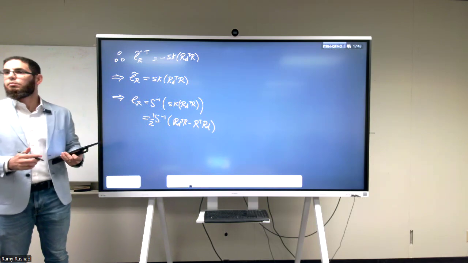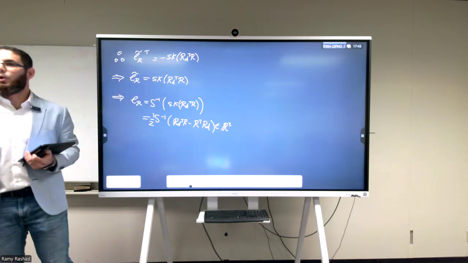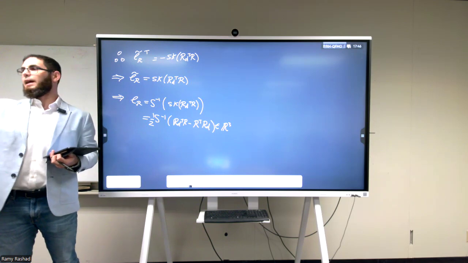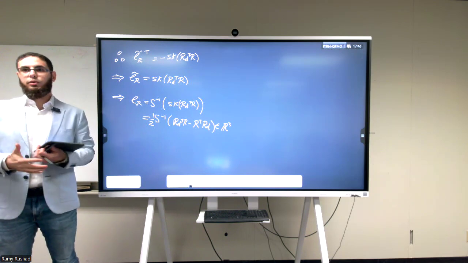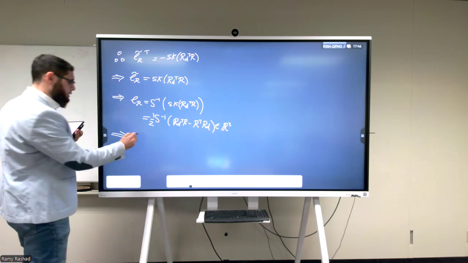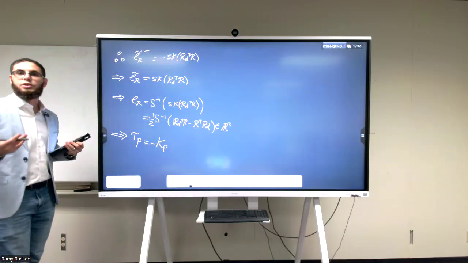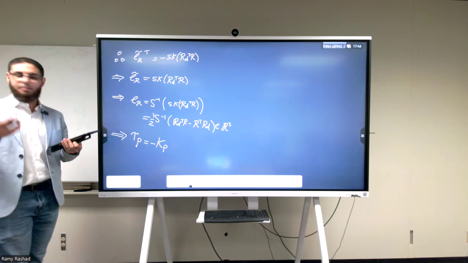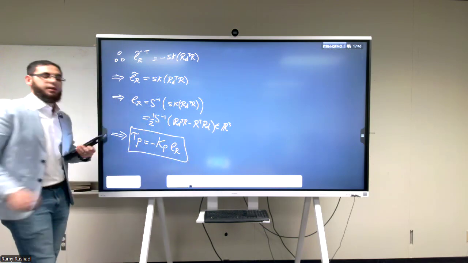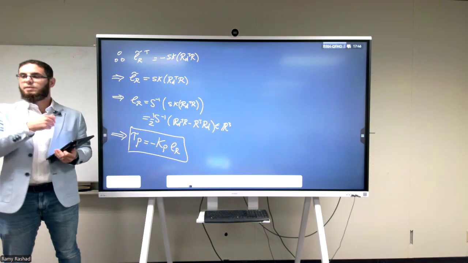So now we have an error. This is 3 numbers that correspond to the difference between a desired rotation matrix and an actual rotation matrix. And how do we now choose the proportional term? Very simply, I'm going to choose some positive definite gain matrix, multiplied by this ER. And finally, we have our proportional part. Okay. Who saw this before in some paper?